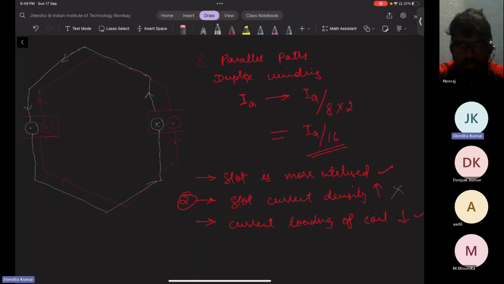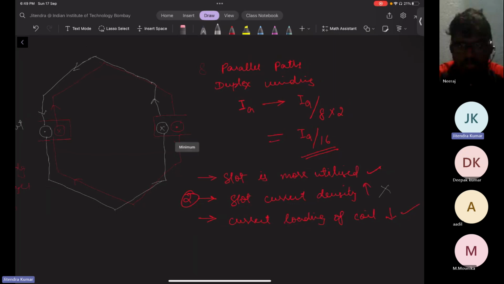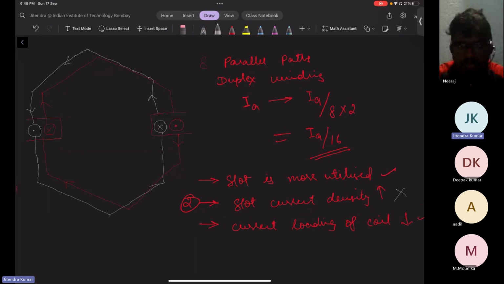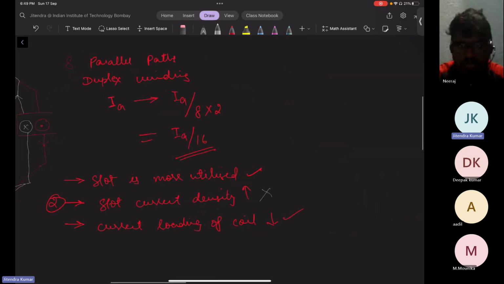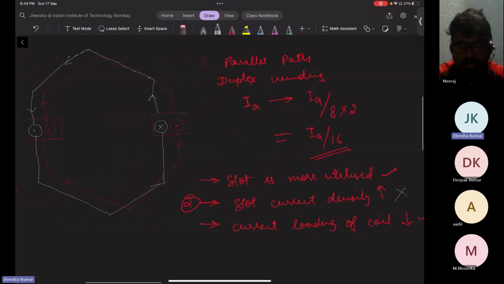So see, this is the physical way how we connect our windings to the commutator, right? So if you connect, let me show, this is the physical way how you connect. I do not have anything physical, but let me show you one figure.